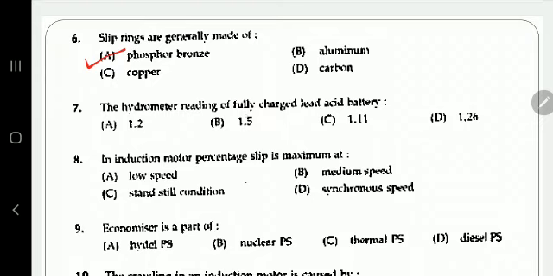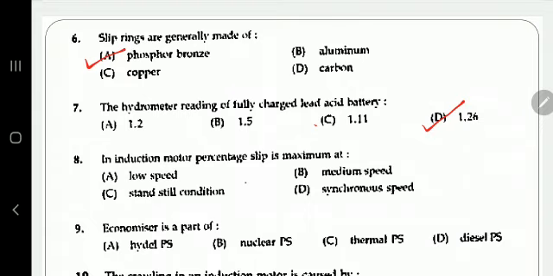The hydrometer reading of a fully charged lead acid battery is. The hydrometer reading, which means it is used for measuring the specific gravity. So, for a fully charged lead acid battery, the value is 1.26, and for a fully discharged lead acid battery, it is 1.11. So let's move on to the next question, question number 8.